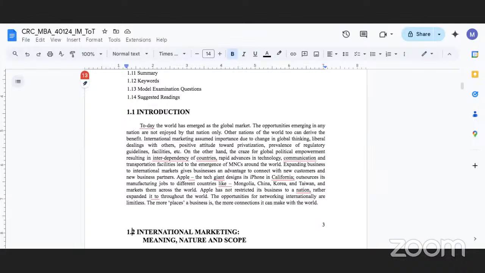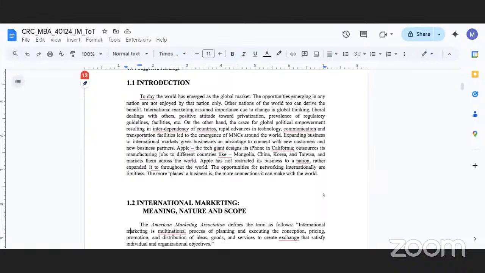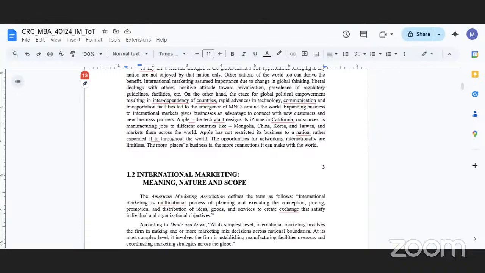So, what have we seen here? One, that while manufacturing, Apple has also reached across to different countries. At the same time, while selling its products, Apple has not restricted its business to a nation, but has rather expanded it throughout the world. So this is the advantage of international marketing. So the more places a business is, the more connections it can make with the world. And the more connections it can make with the world, the more products it can sell.